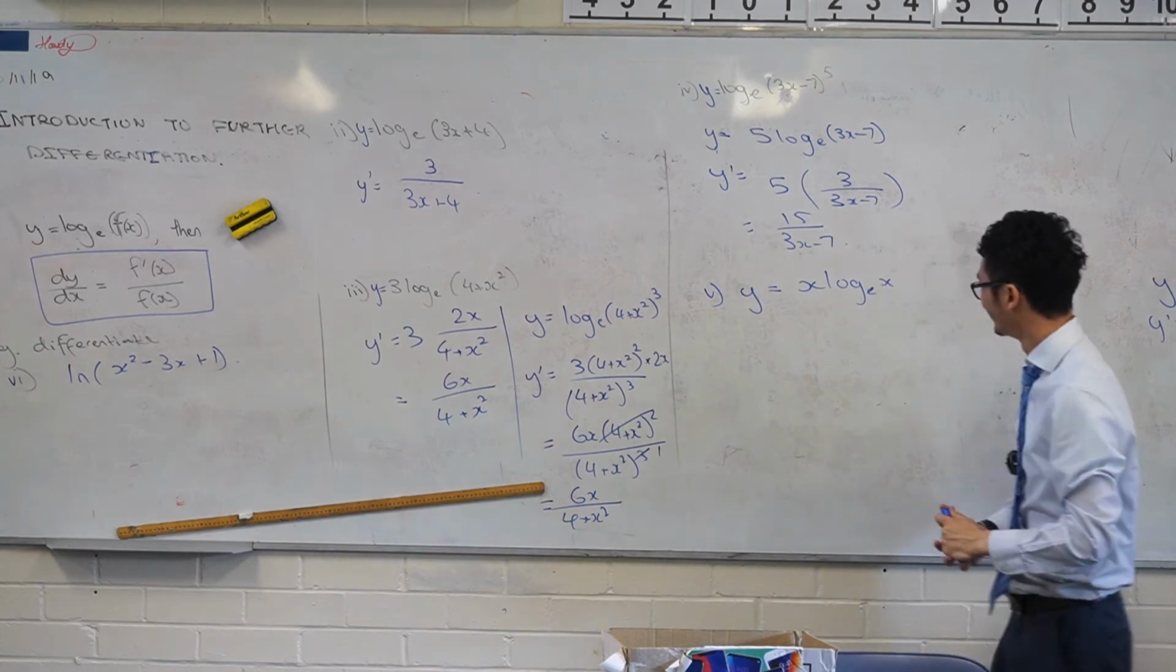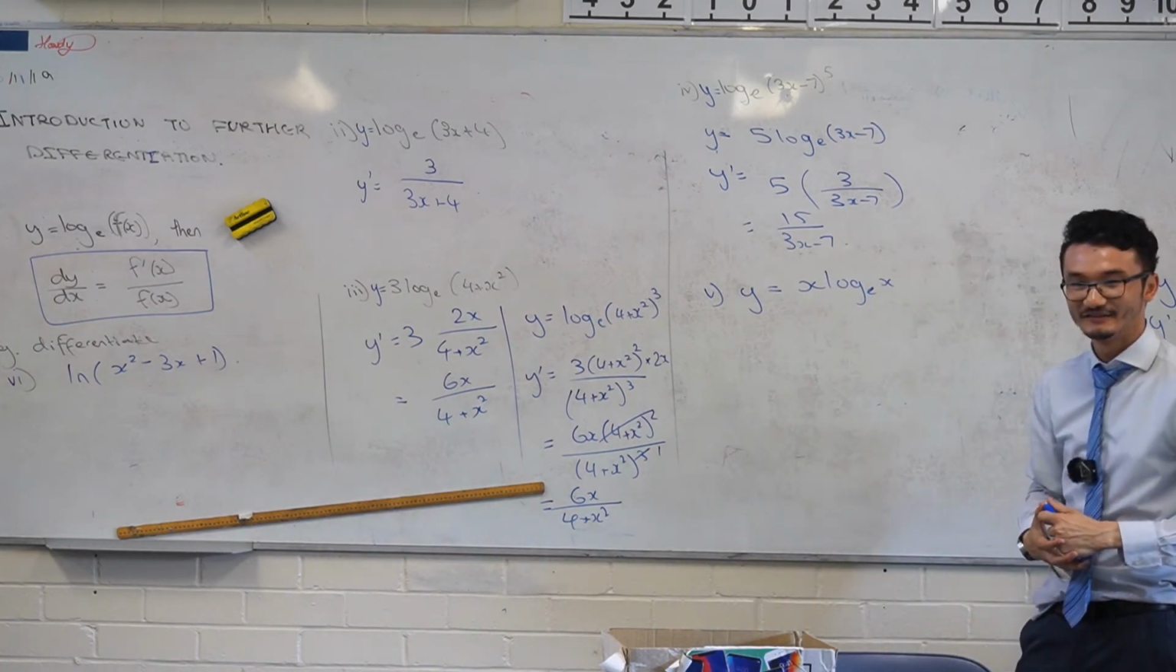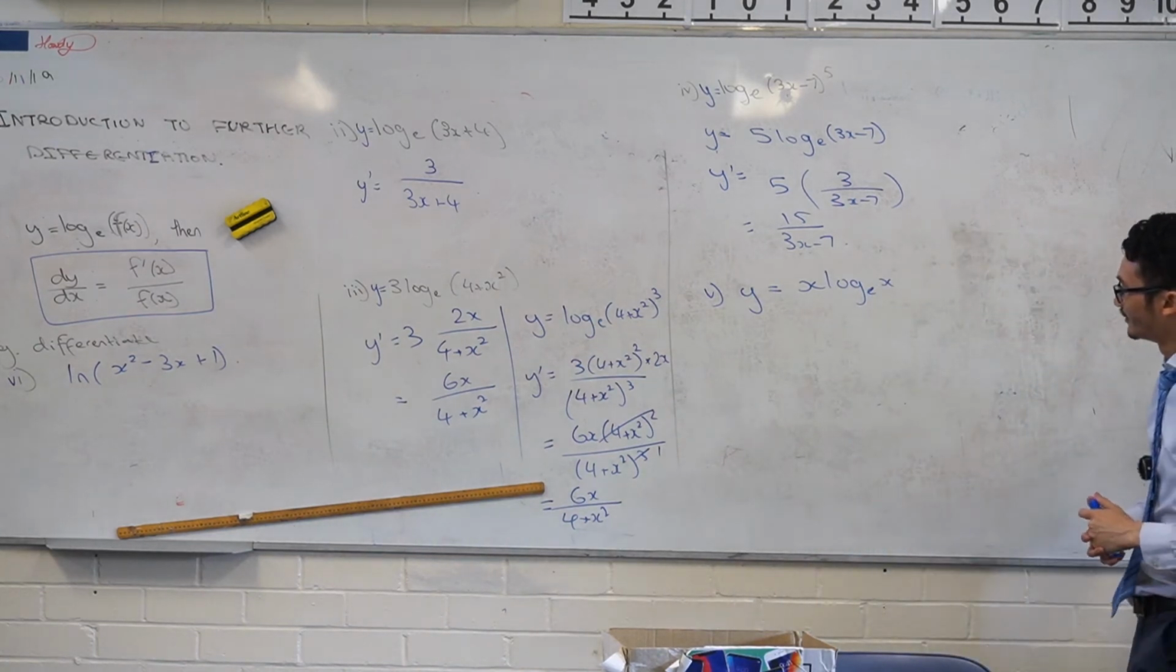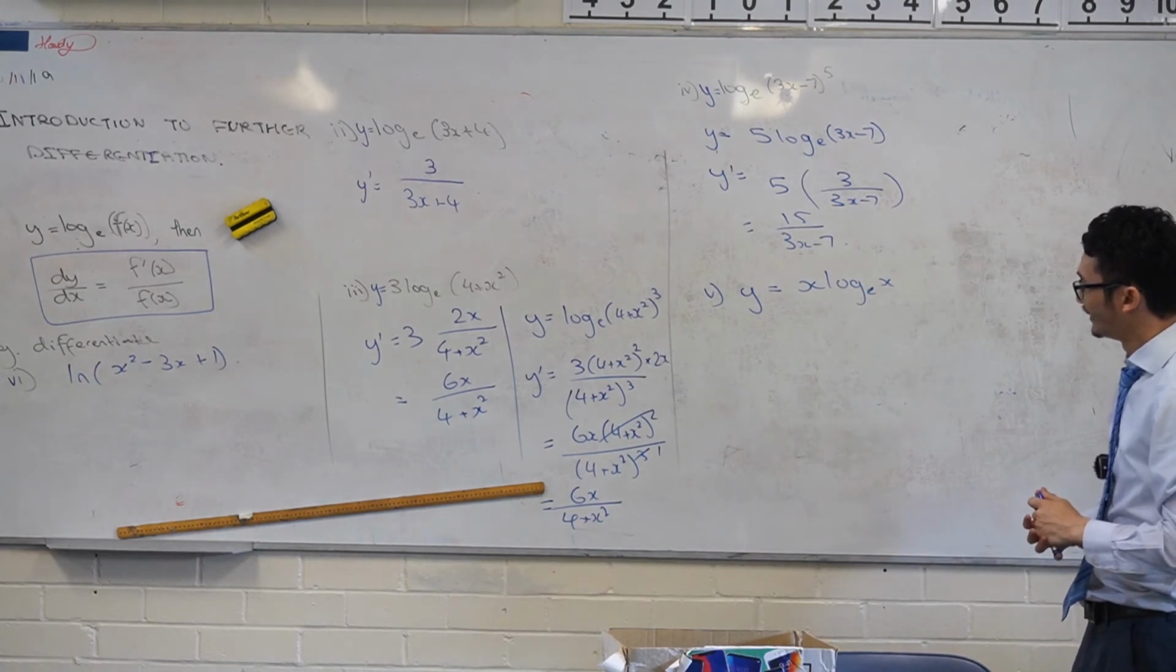I don't know. How'd you get that? Because log a of x is 1 on x, times n is 1.